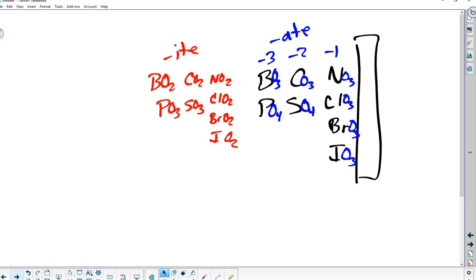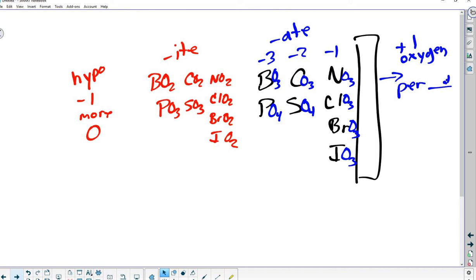These are my -ites. If I take one more oxygen away, it becomes hypo-. If I add one more oxygen, it becomes per- and then -ate. So that's a way to do it really quickly, since you have a lot of them right underneath your hands. From -ate to -ite, the charges are the same. It doesn't matter how many oxygens.